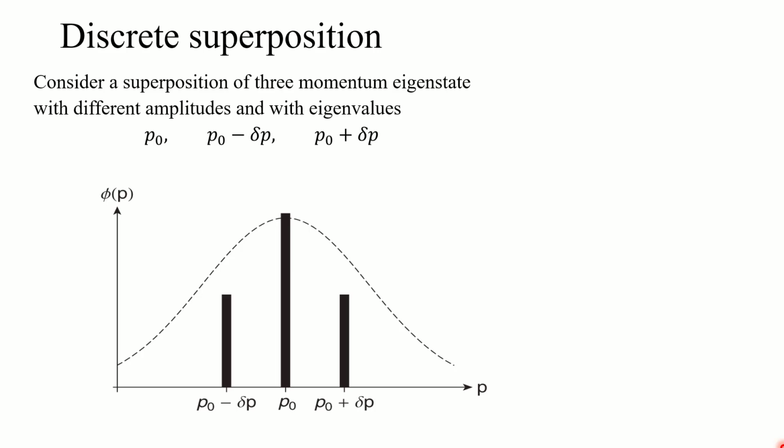The eigenfunction for the central momentum p naught is going to have twice the amplitude of the two shifted by plus or minus delta p. So our discrete superposition, if we were to plot those coefficients or our momentum space wave function, rather than being some continuous function like this, we just have those discrete amplitudes at those points, like we thought of way back when we started with just spins in the discrete spaces.